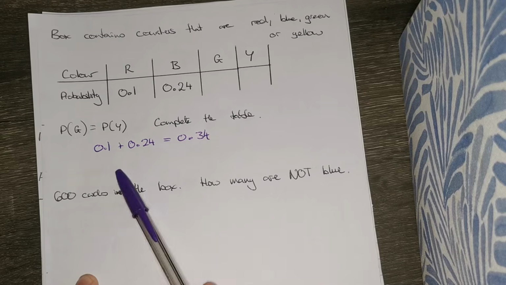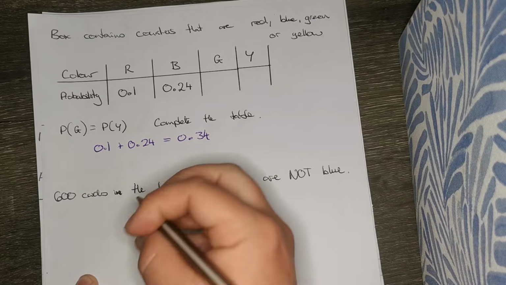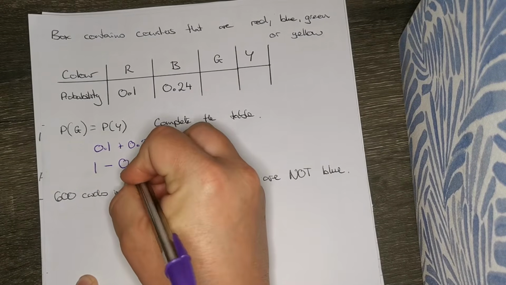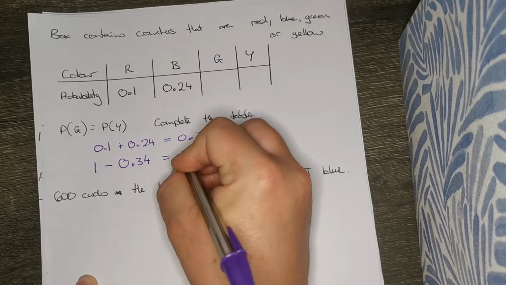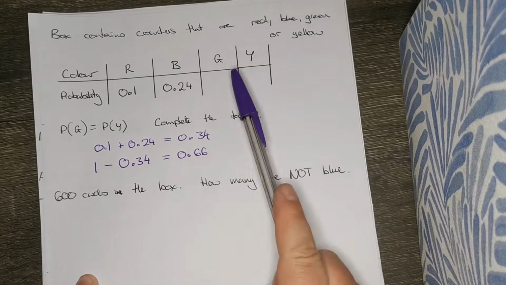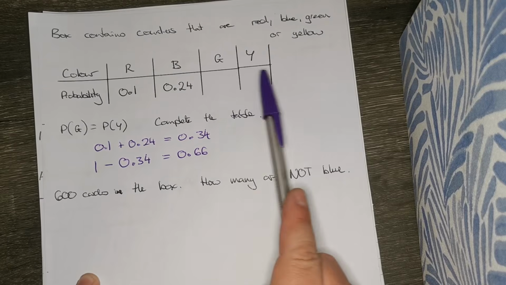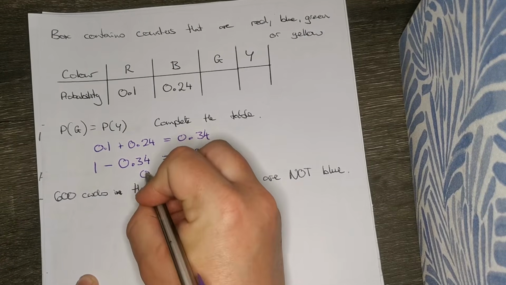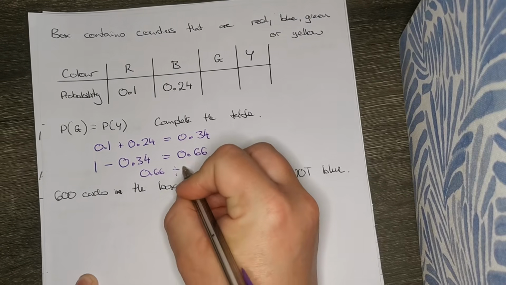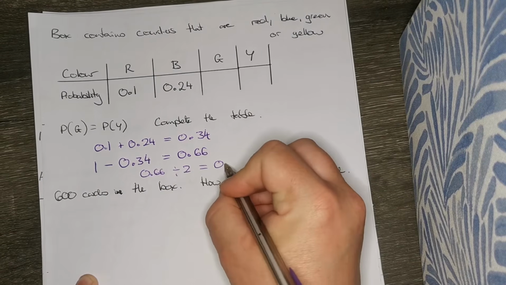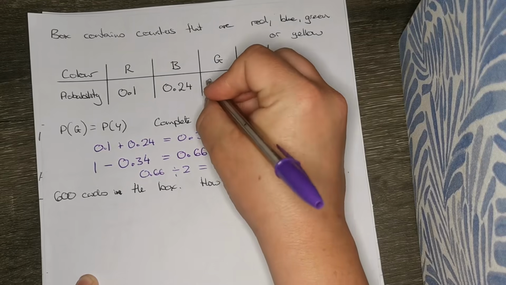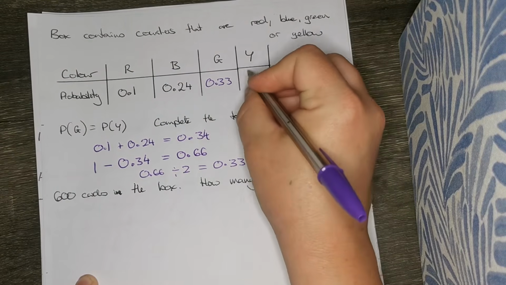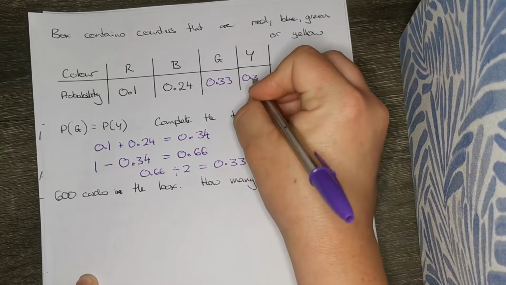So if I take that away from 1, that must be what those two are together. So 1 take away 0.34 equals 0.66. So those two together add up to 0.66. They are the same as each other, so I'm going to half that to give them the same value. So 0.66 divided by 2 is 0.33. So the chance of green must be 0.33. The chance of yellow must be 0.33.